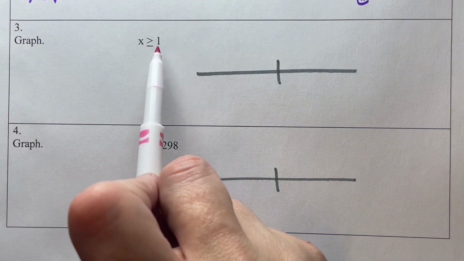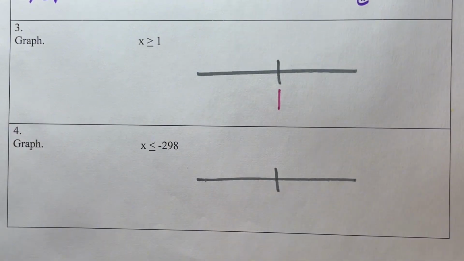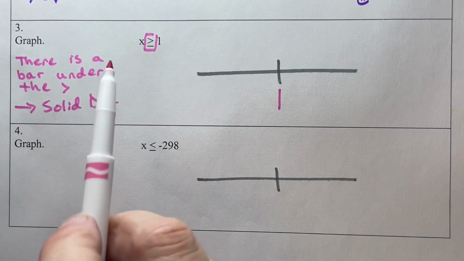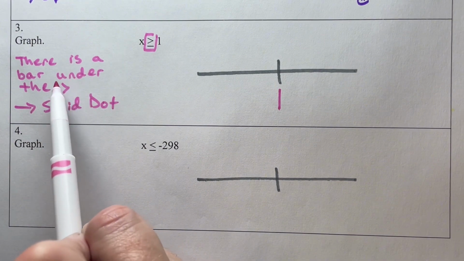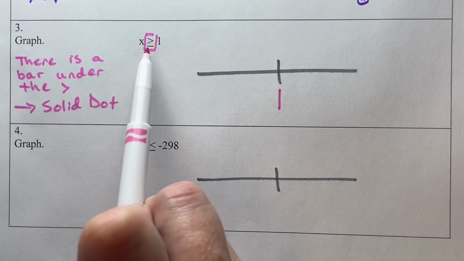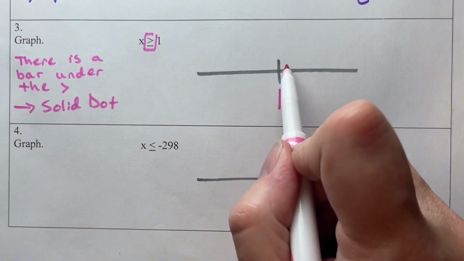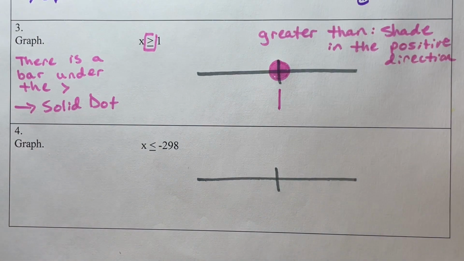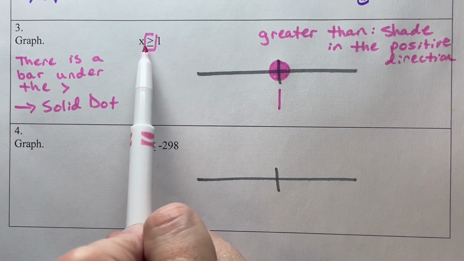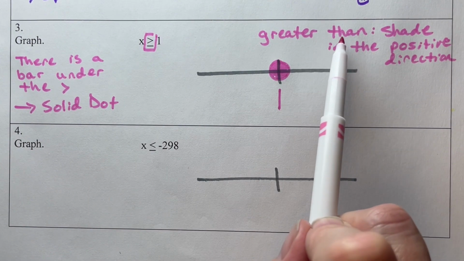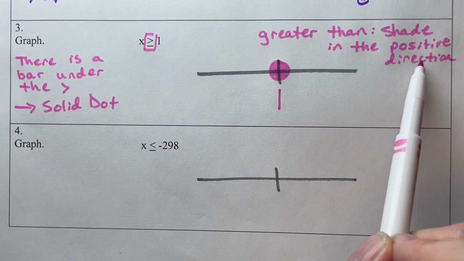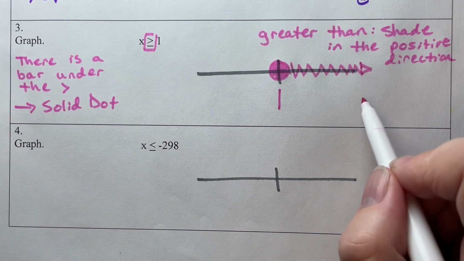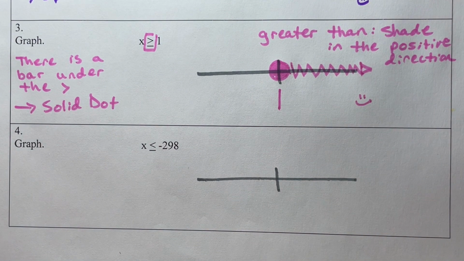In this problem, our point of interest is the value of 1. Now let's determine what's happening with our inequality. Hey, look, there is a bar underneath our inequality symbol. As a result, this bar tells us that at our point of interest, 1, the dot is going to be a solid dot. Okay, since our symbol is a greater than or equal to symbol, we know that we are going to shade in the positive direction, and the positive direction is to the right. And again, you take that all the way out as far as your number line will let you go. And there it is.